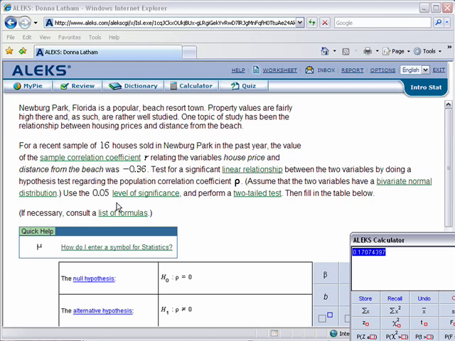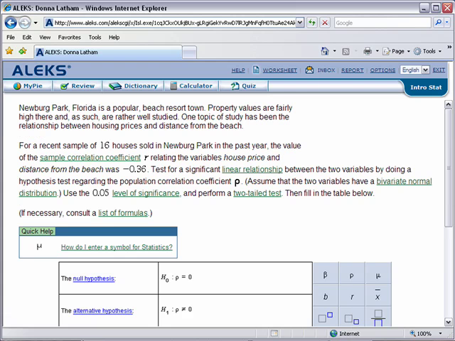So since that's false, then my decision is do not reject H naught. I'm really kind of saying I believe it's okay. I'm not in favor of H1. So if you're not in favor of H1, then you're basically saying no, that it's not significant.